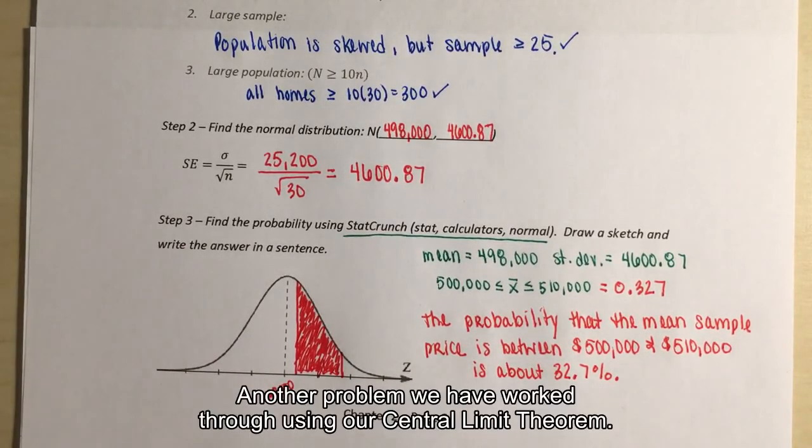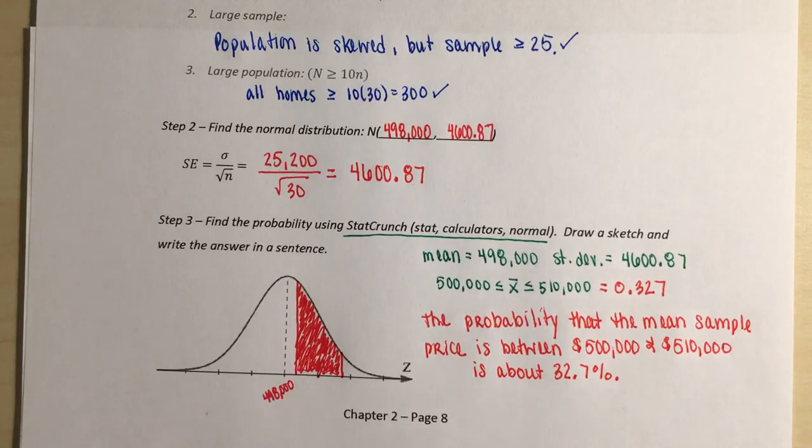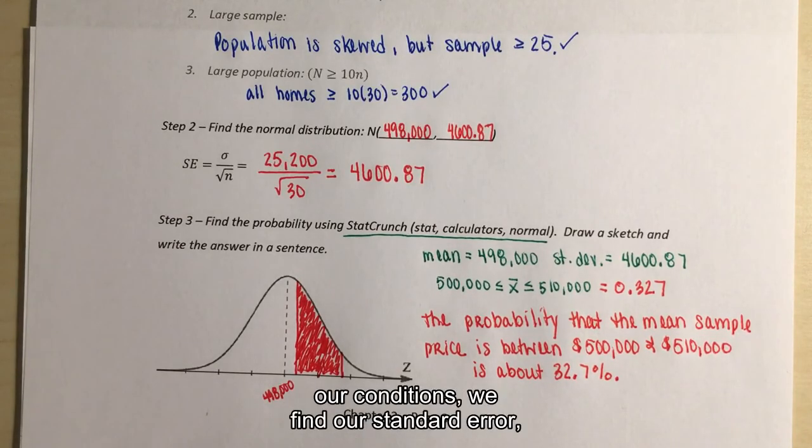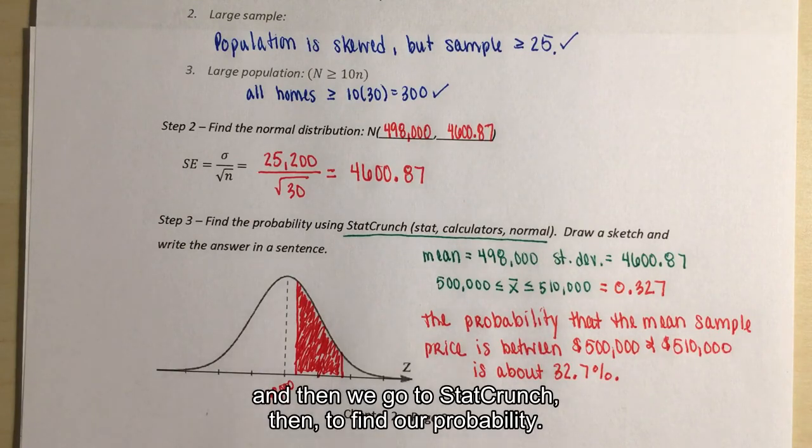So another problem that we have worked through using our central limit theorem: again, we make a list of what we know, we check our conditions, we find our standard error, and then we go to StatCrunch to find our probability.